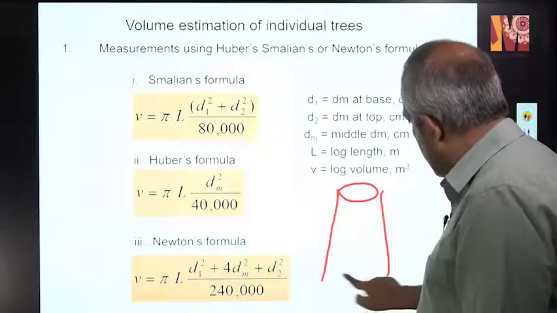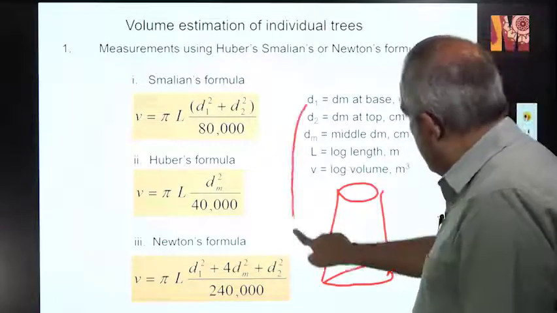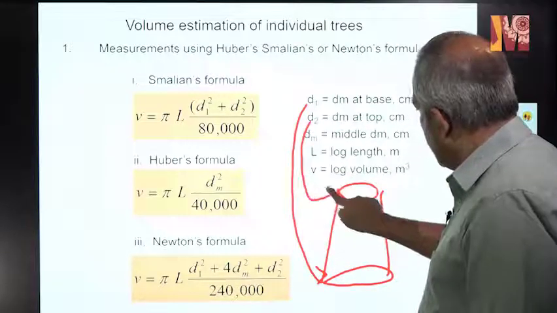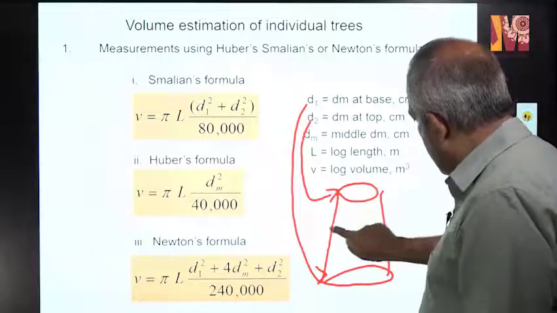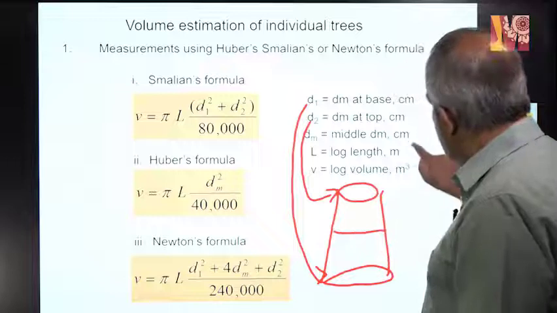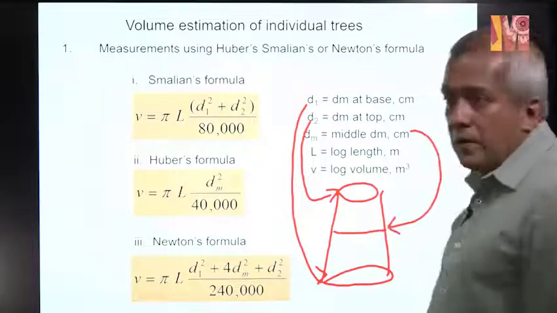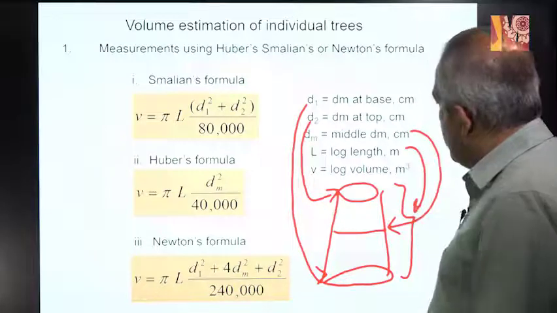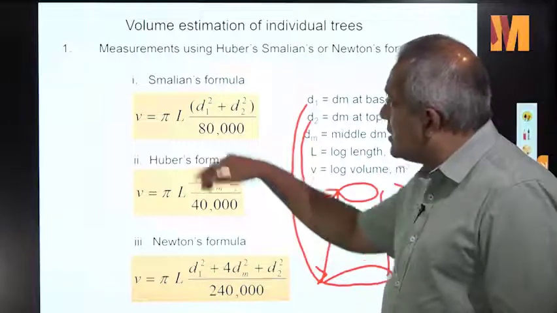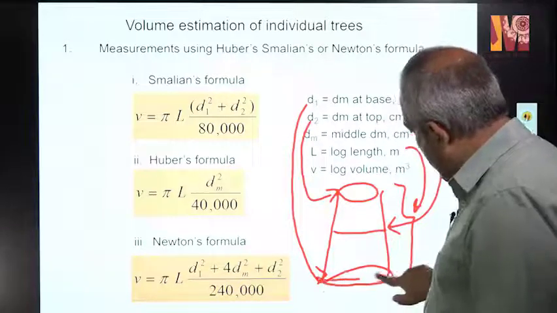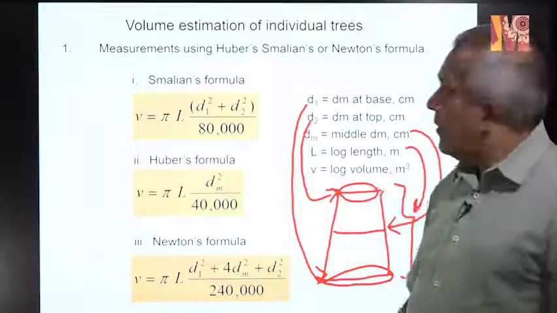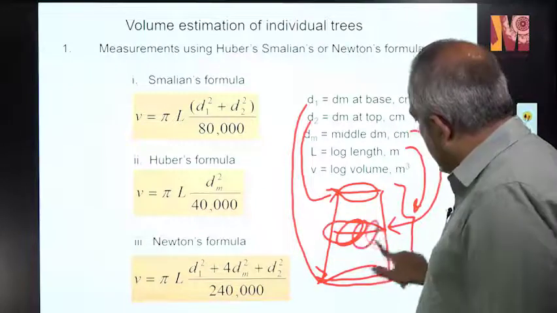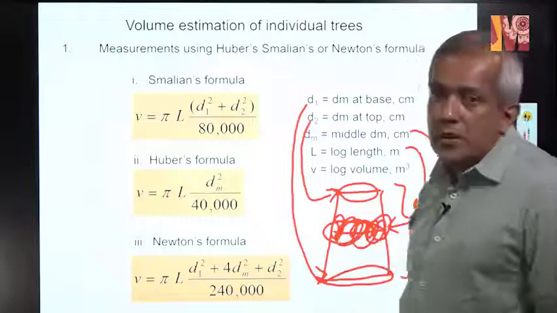If this is the log, this is d1, diameter at the base, d2, diameter at the top, and then at the midsection we have the middle diameter, and the length of the log is that. What we estimate is the volume. Now, for Smalian's formula, you have to measure the bottom diameter, you have to measure the top diameter. Huber's formula, you have to measure the middle diameter only. Newton's becomes much more difficult because you need 3 diameters.